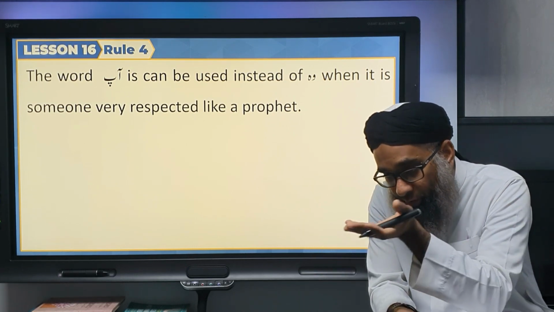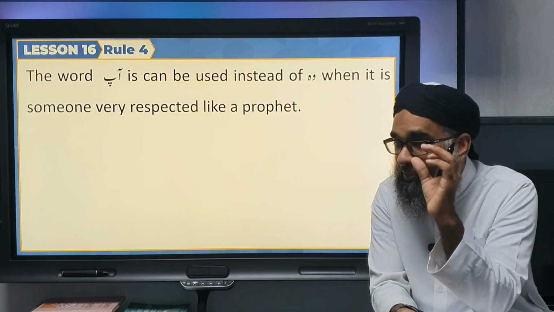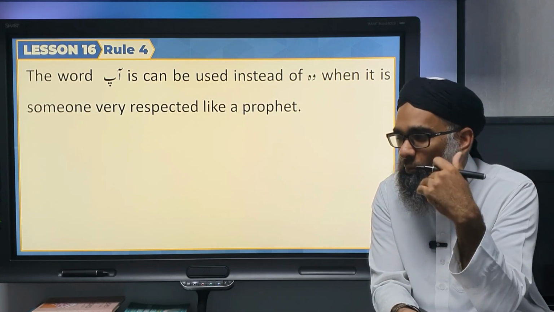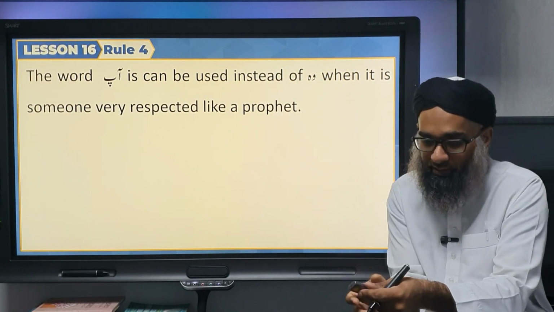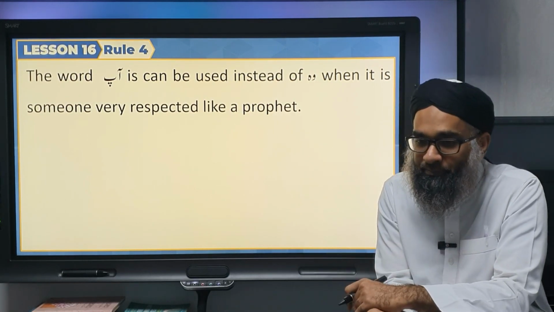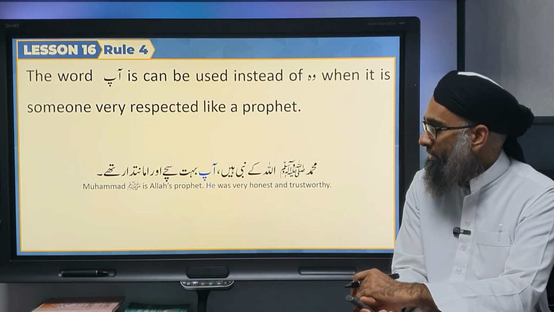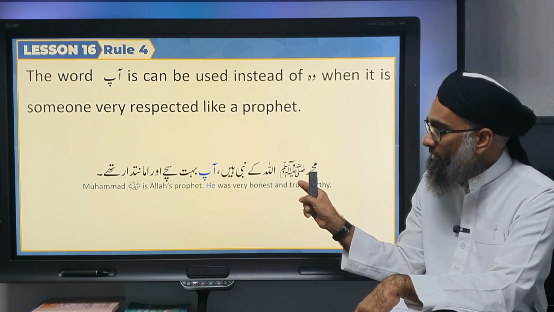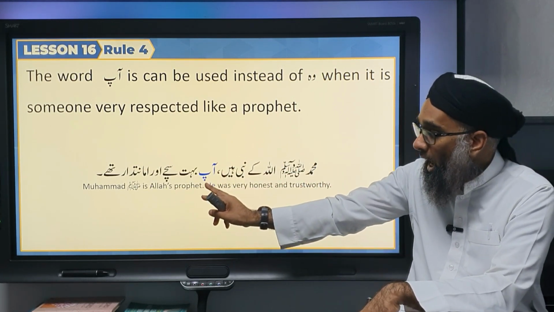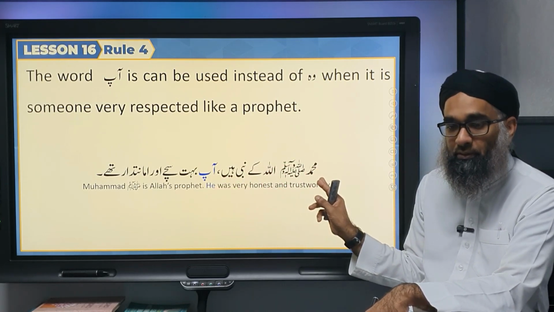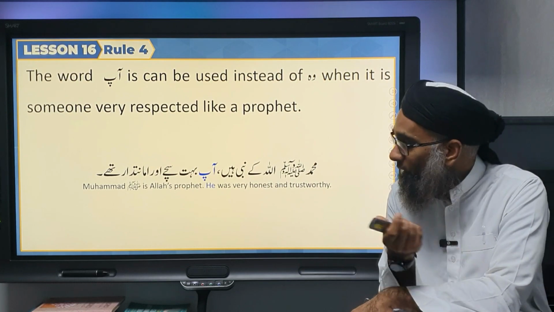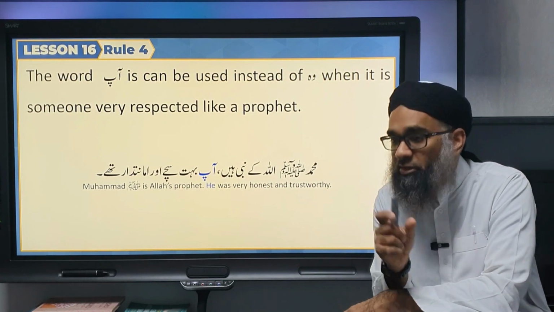But when you're talking about a third person who is much respected, then you use the word आप, because आप is more respectful. You say wo, it seems like it doesn't seem respectful in Urdu. So you can use the word आप. For example, Muhammad sallallahu alaihi wasallam के नबी हैं. आप बहुत सच्चे अमानतदार थे. This आप is referring to now what? The Prophet sallallahu alaihi wasallam. We don't want to say वो बहुत सच्चे. That's not a respectful term.